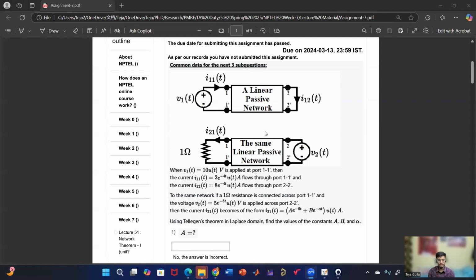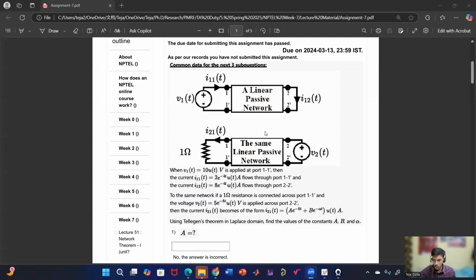So they have one linear network, the same linear network, and they are doing different types of excitation. And they have connected a 1 ohm resistor in the other case. So now they have given the values of V1, I11, and I12. Now they are exciting with voltage V2, and they're asking what is the value of I21 of t. And then they're saying use Tellegen's theorem in the Laplace domain and find the values of A, B, and alpha.